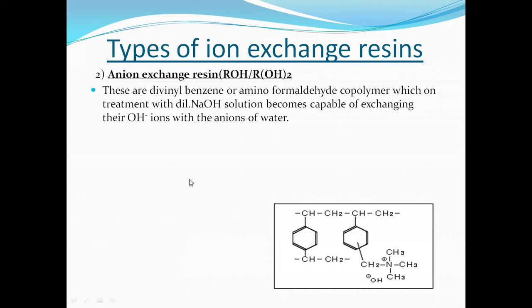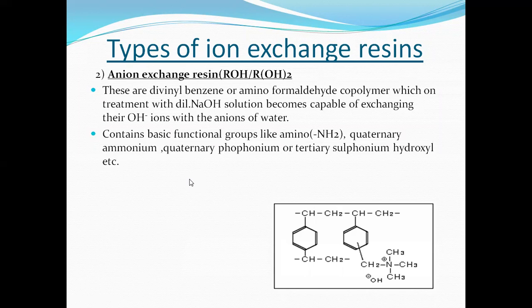So basically these ion exchange resins, they are containing basic functional groups. So they contain basic functional groups like amino group, NH2, quaternary amino group, quaternary phosphonium, tertiary sulfonium, hydroxyl, etc. So these are the basic functional groups which are attached to this anion exchange resins. जैसे वहां पे हमने in acidic, which were the groups? Acidic, COOH, SO3H, they were the acidic functional groups attached. Here they are the basic functional groups attached to the resin, that is amino group, OH minus, hydroxyl group, etc.